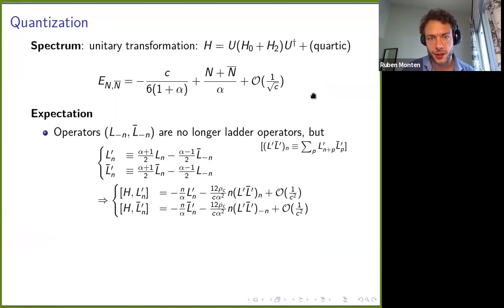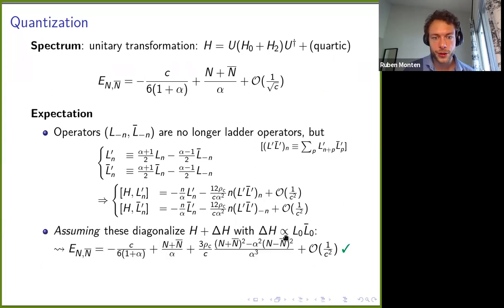That's what we could find rigorously. We actually, in the paper, have a bit of speculation as to how the next orders will go, by constructing some ladder operators that are not exactly ladder operators, but that are ladder operators up to the appropriate order in 1 over C. And we can argue that under certain assumptions, the next term in 1 over C will be exactly the one that we expect from expanding the TT bar spectrum up to this order.